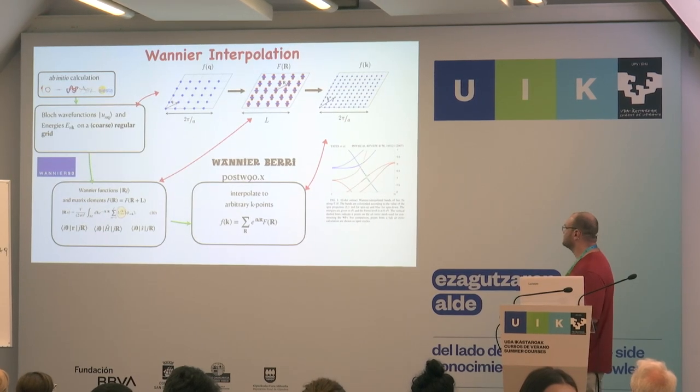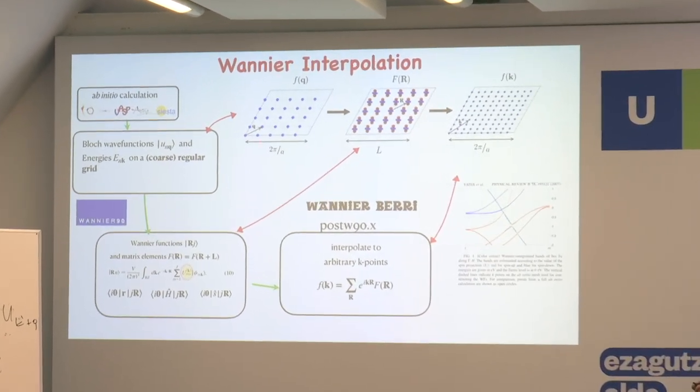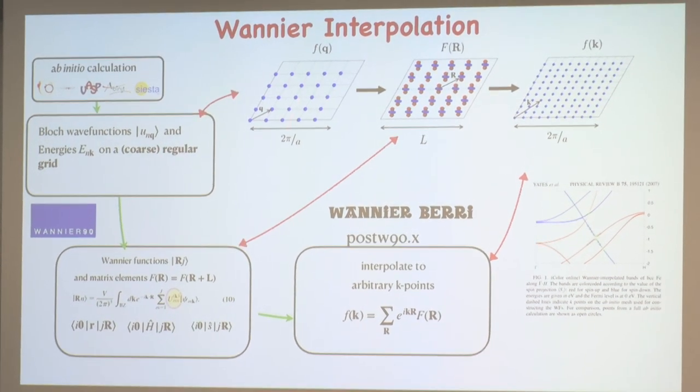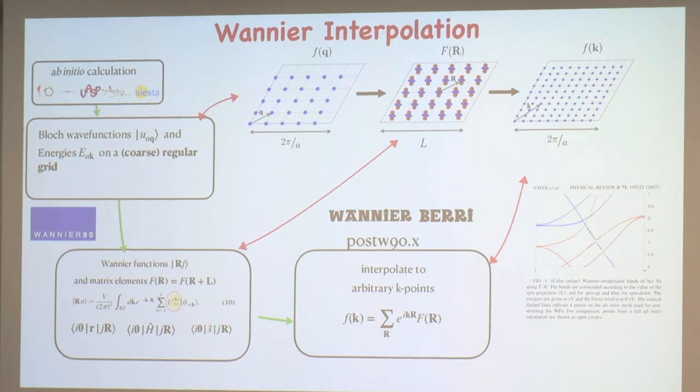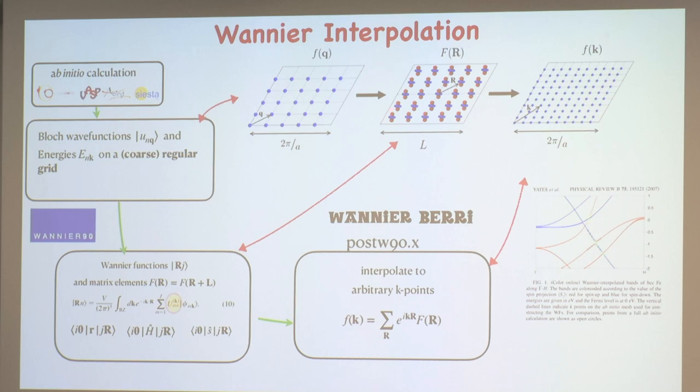So essentially, how does the procedure of Wannier interpolation work? You start from an ab initio calculation, which gives you all Bloch wave functions and energies on some quite coarse grid. From this grid, we construct Wannier functions, which actually live in a supercell of the size of the original grid.